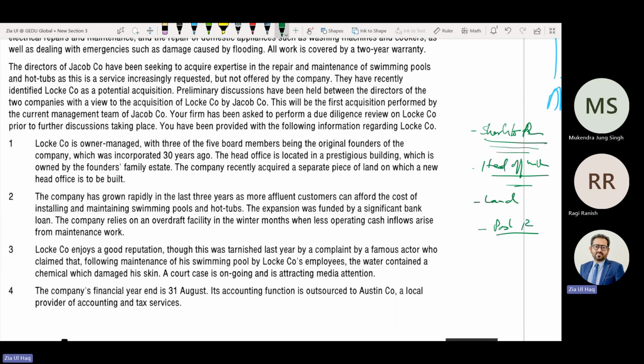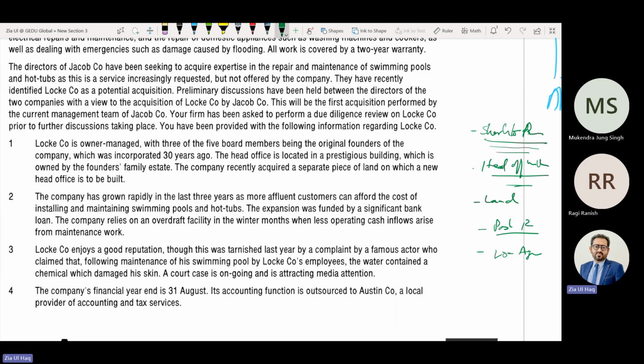So the expansion was funded by a significant bank loan agreement. So we need to get the details about the amount, interest rate, and time period, and especially covenants attached to the loan. Because due to change of ownership, or due to breach of condition, it might have to be paid back immediately, which will create a serious cash flow problem for the business.